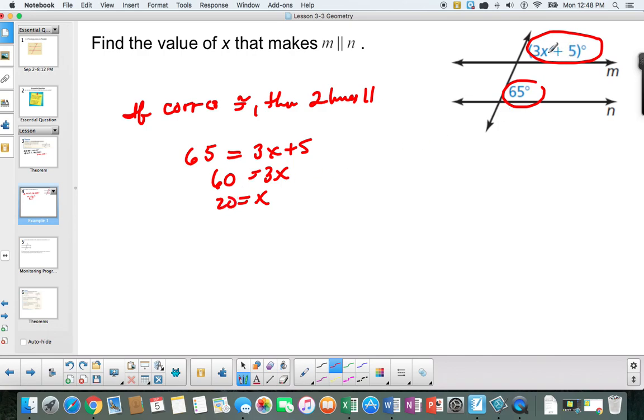Making x equal to 20 forces this angle to be 65. When this is 65 and this is 65, I have corresponding angles that are congruent, and I can make the conclusion that m is parallel to n.